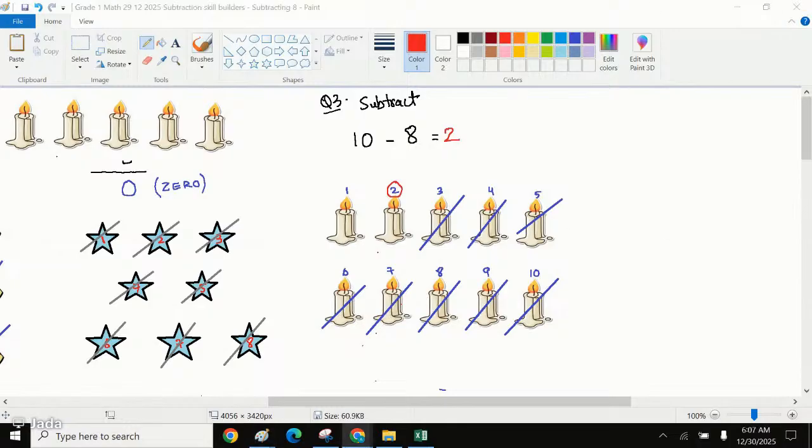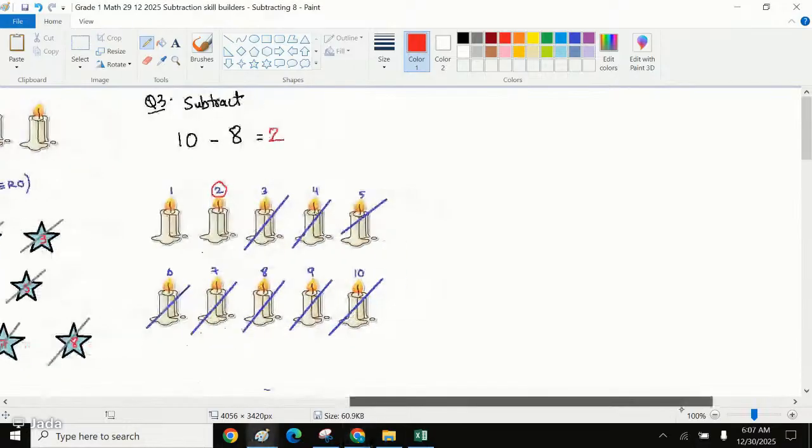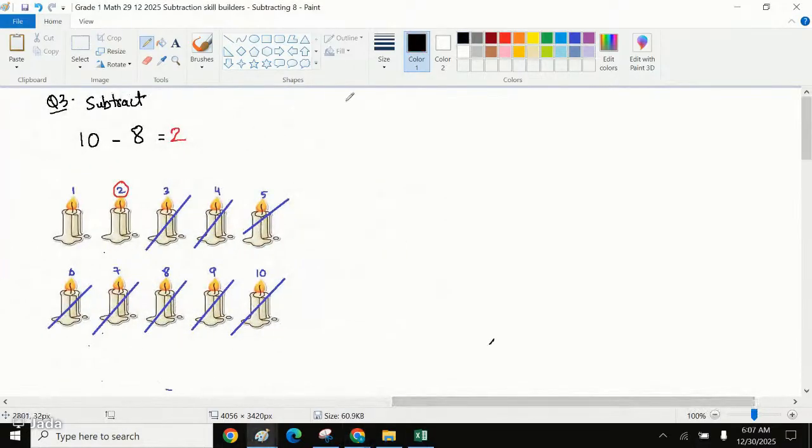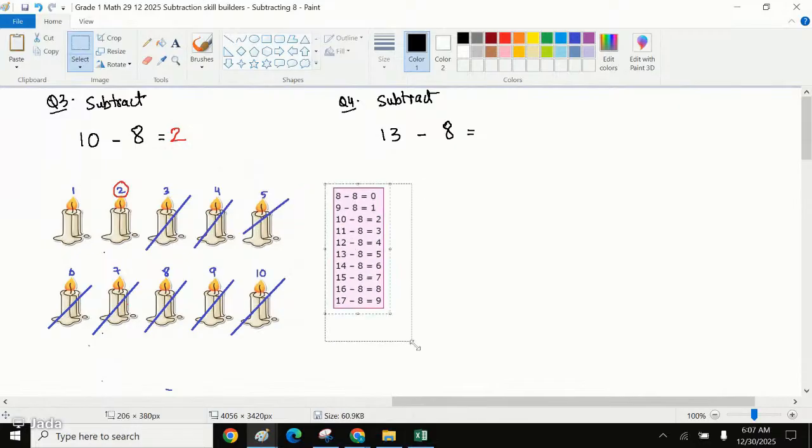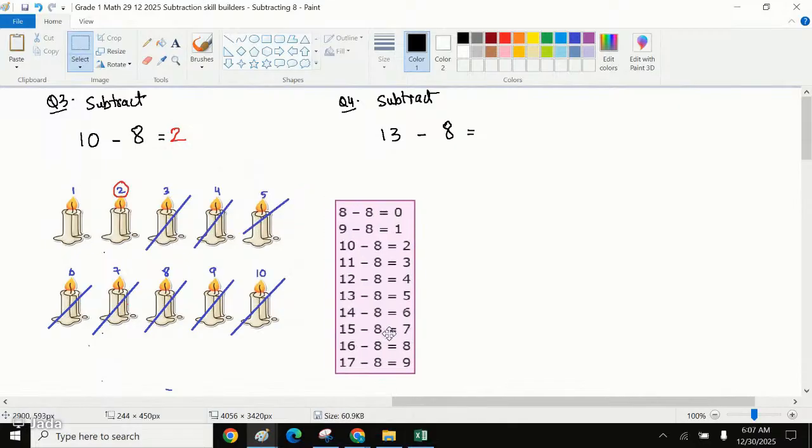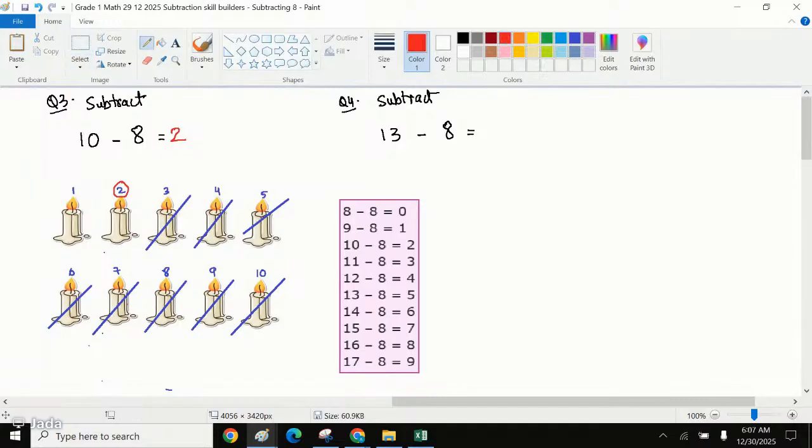So the next question we have is question number 4, which says subtract. Subtract means remove. 13 minus 8. We also have a grid for our reference. We can always use the grid. I'll just copy the grid so that it's there on our screen. This was the reference point that's given to us, right? So can we see 13 somewhere?